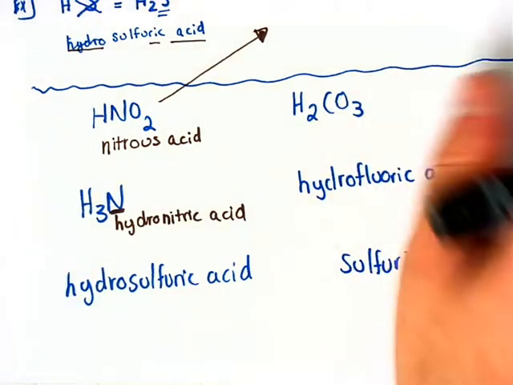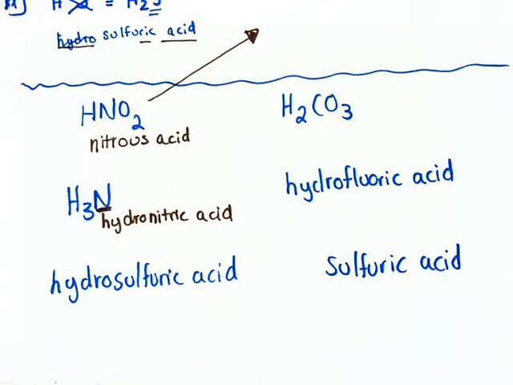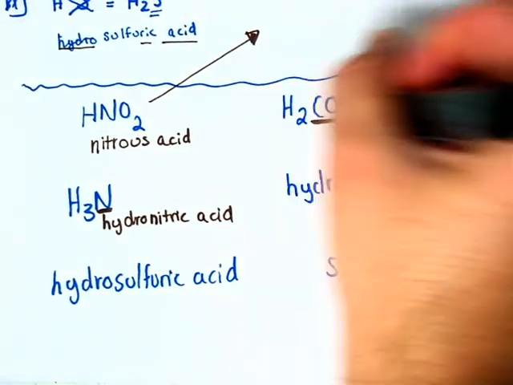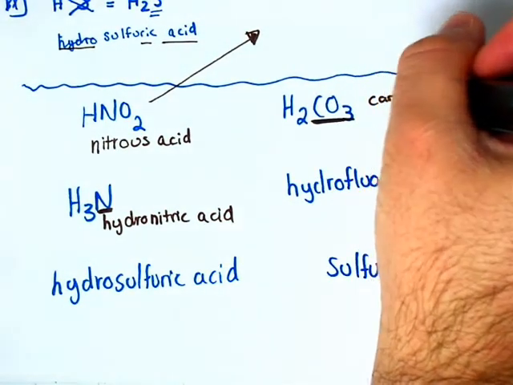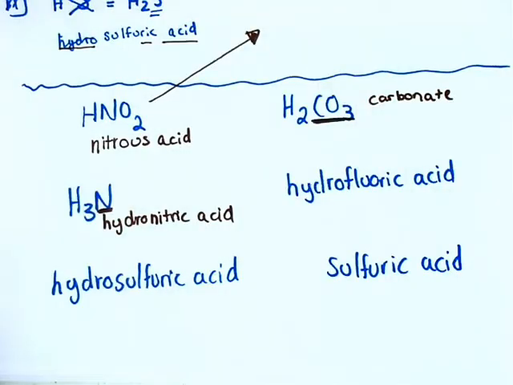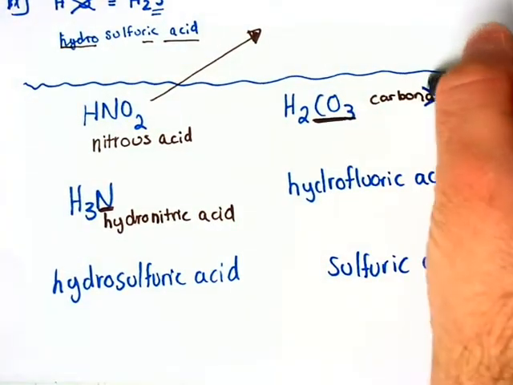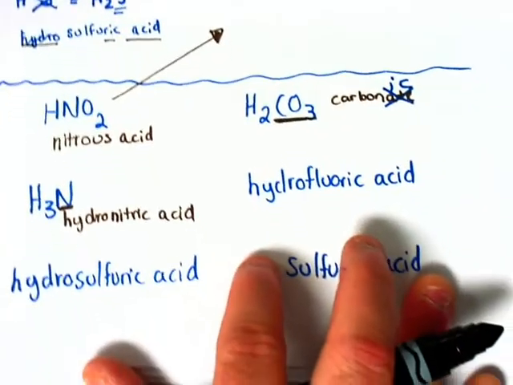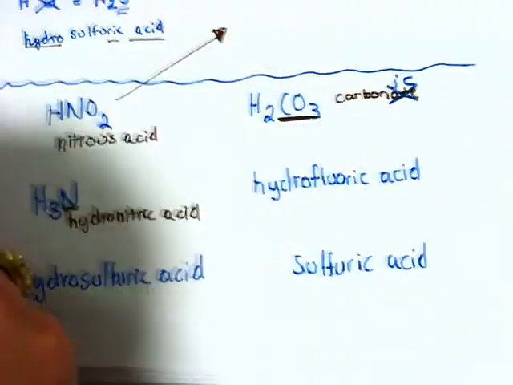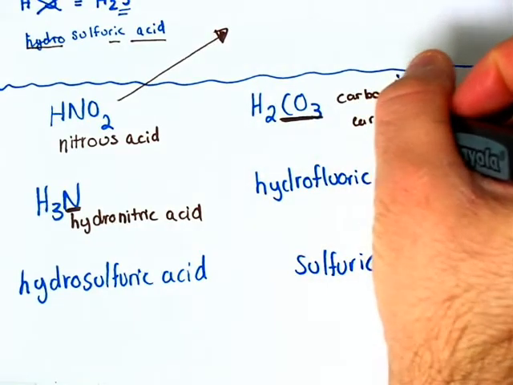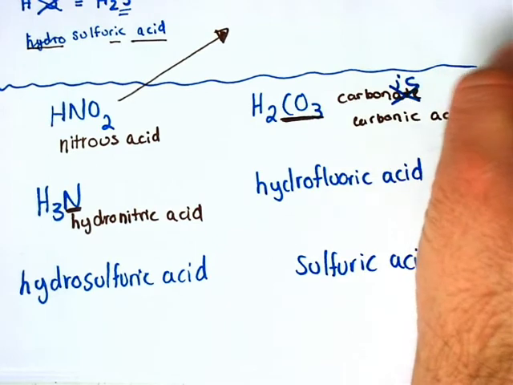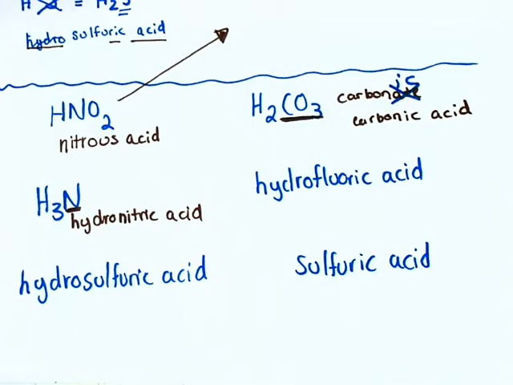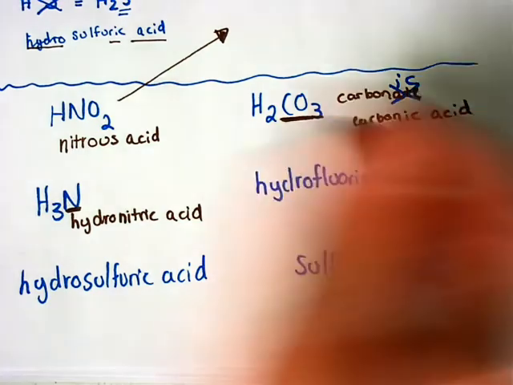How about H2CO3 up here? Is that an H with a polyatomic or H with a nonmetal? Polyatomic for sure. What is the name of this polyatomic ion? Carbonate. And what was the rule? Ates go to ic. That's the rule for when you have polyatomic ions with your H. So this would not be carbonate acid, this would be carbonic acid, which of course is the acid that we would find in sodas, carbonic acid. Little bubbles in soda.